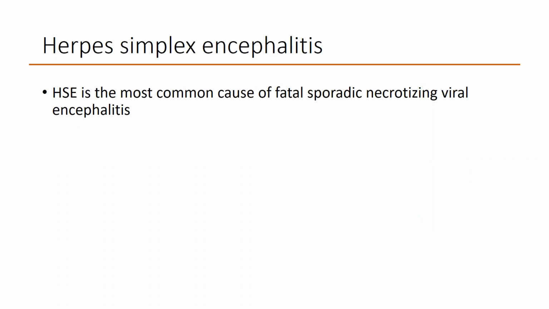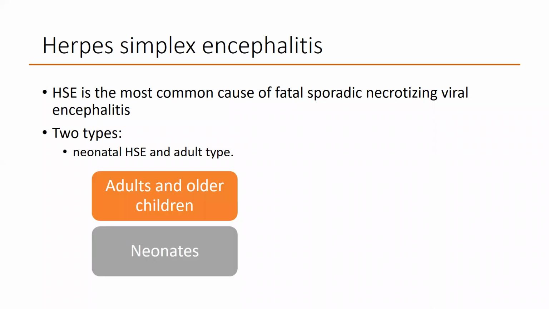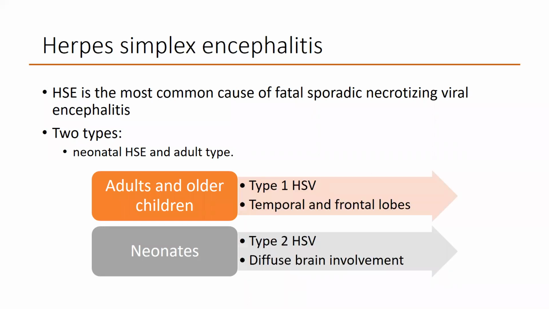Herpes simplex encephalitis is the most common cause of fatal sporadic necrotizing viral encephalitis. There are two types, the neonatal type and the adult type. In adults and older children, it is mainly type 1 herpes simplex virus, like you said, and there is an asymmetrical involvement of the temporal lobe and part of the frontal lobe. Whereas in neonates, it is mostly type 2 herpes simplex virus, and there is a diffuse brain involvement. So you have here an adult patient who presented with a febrile illness followed by altered sensorium. Then the most likely diagnosis is type 1 herpes simplex virus. Next slide, please.